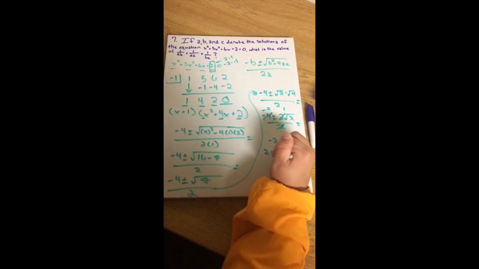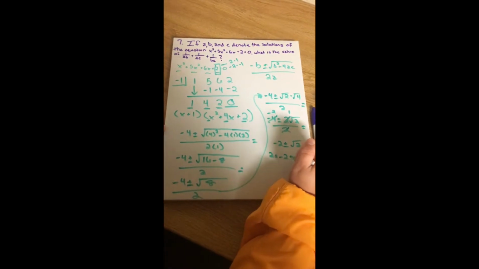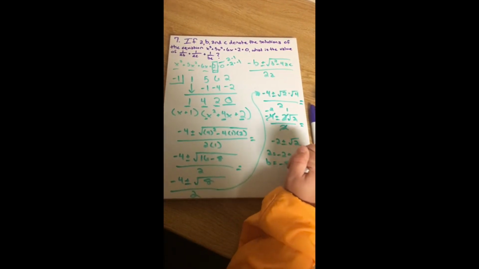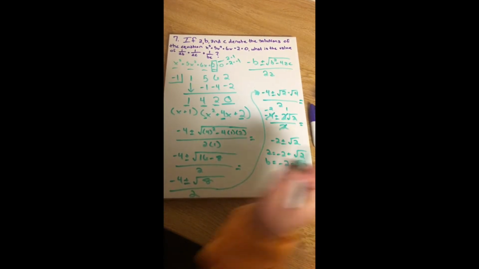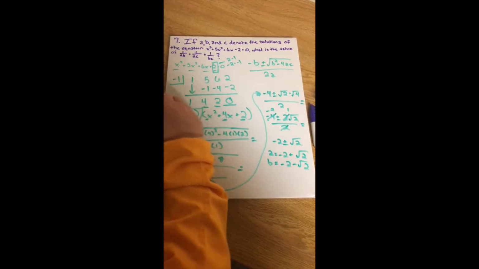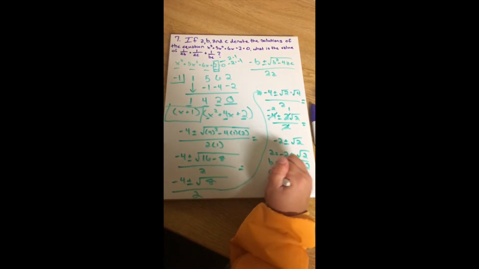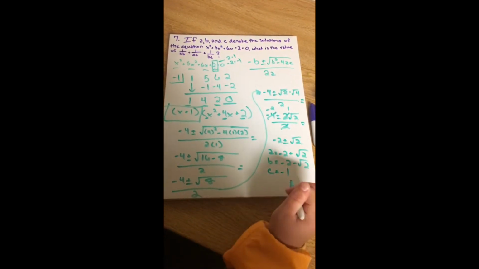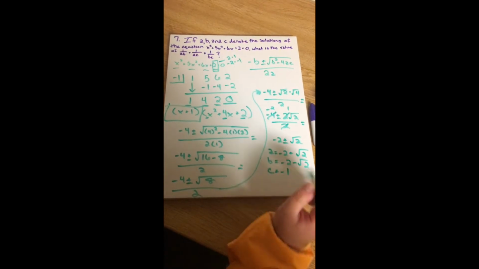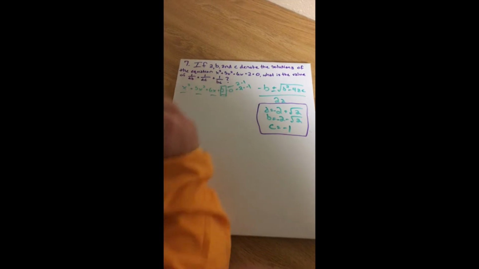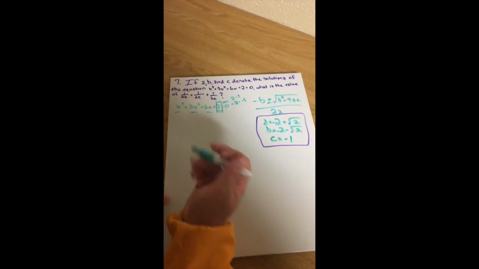So here your a is negative 2 plus the square root of 2, and your b is negative 2 minus the square root of 2. Now, we still have this term over here, so we can set that equal to 0 to get c equals negative 1. So here are your a, b, and c values. So now we can do the second part of this problem now that we have a, b, and c.